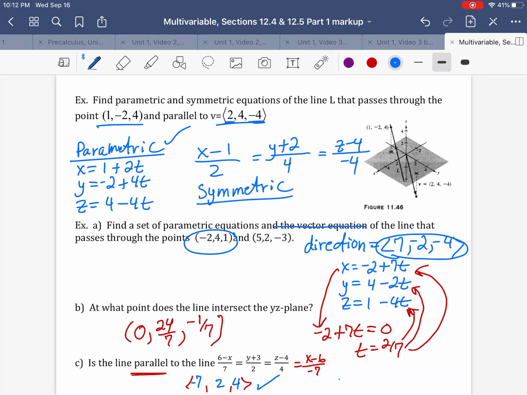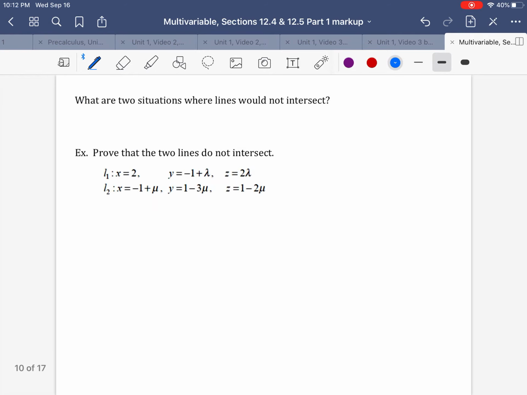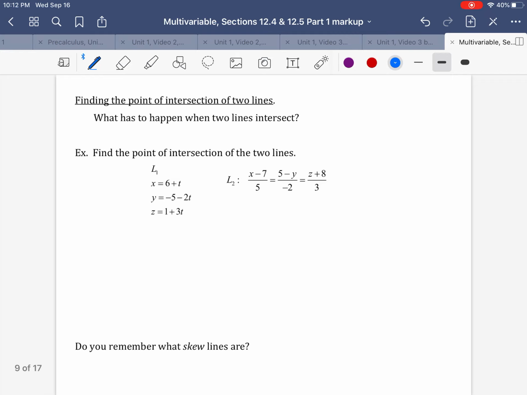So is the line parallel? I would say yes, it is. Okay. All right. So I think we're going to do this page and this page, and then we're going to stop and do the rest in class. Maybe those two. Maybe the next. Maybe not.